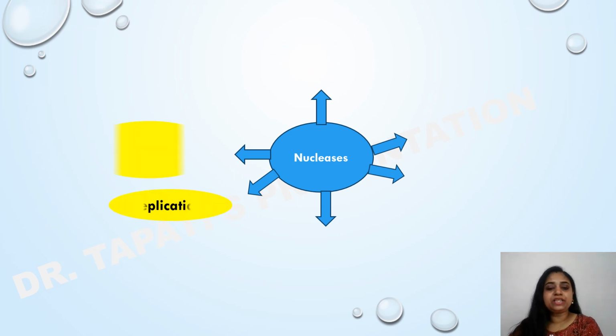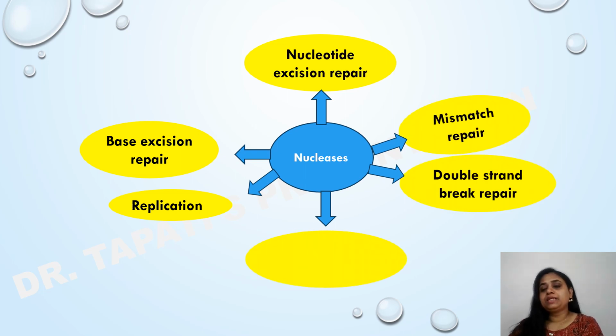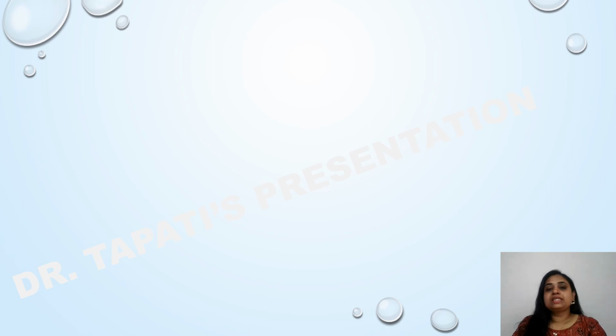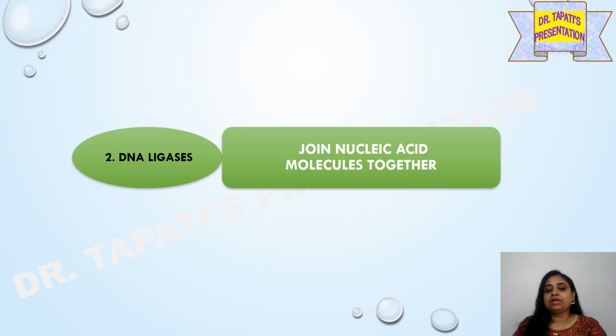Nucleases are used in the replication process, in base excision repair, nucleotide excision repair, mismatch repair, double strand break repair, and in the homologous recombination process. Let's talk about the second type of DNA manipulating enzyme, that is DNA ligases. They join nucleic acid molecules together.